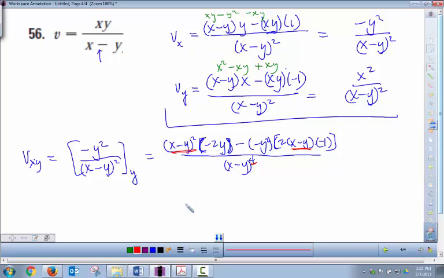How did you get the x minus y from the quotient? It's the low squared, so x minus y squared, squared. So low d high minus high d low divided by low squared. So the low is x minus y squared, and I'm squaring that. Okay?